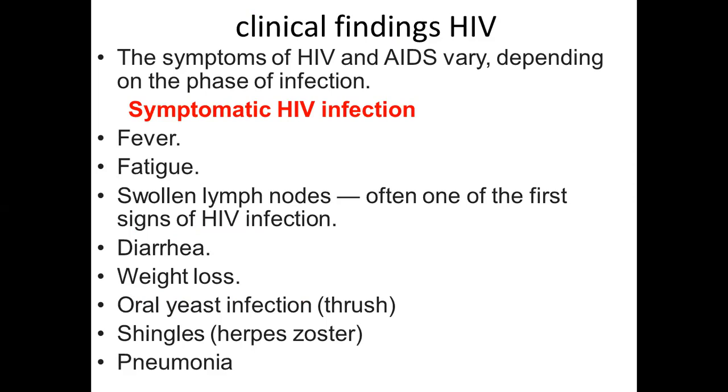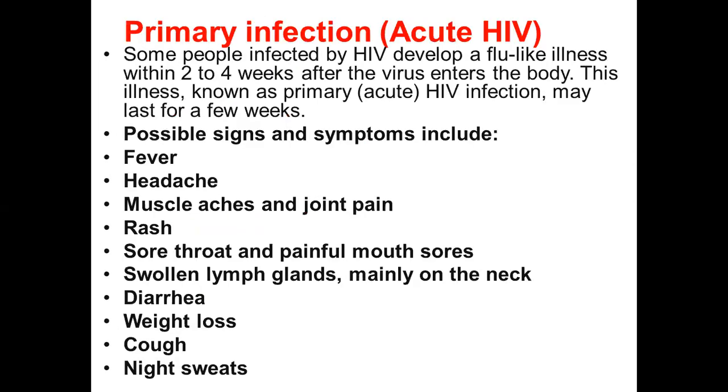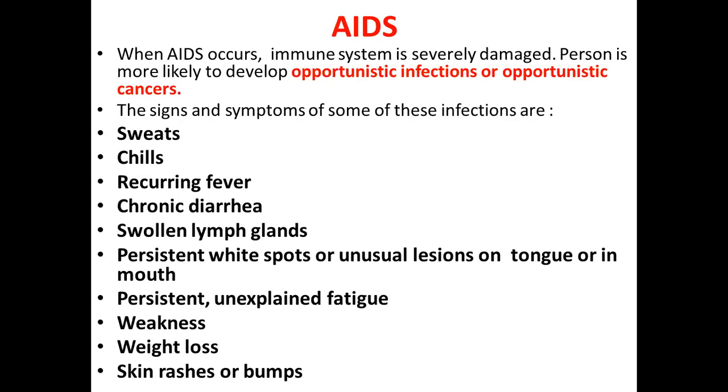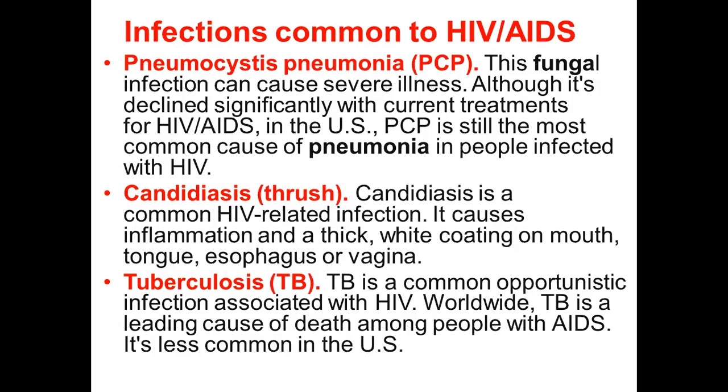Oral yeast, shingles, and pneumonia are the opportunistic infections. These are occurring due to the low immunity count. Now, I told you that HIV ultimately over the years is converted into AIDS and it takes 8 to 10 years. Now, remember when a person develops opportunistic infections, they are able to get the opportunistic cancers also. So these are the important infections which occur in the AIDS patient.